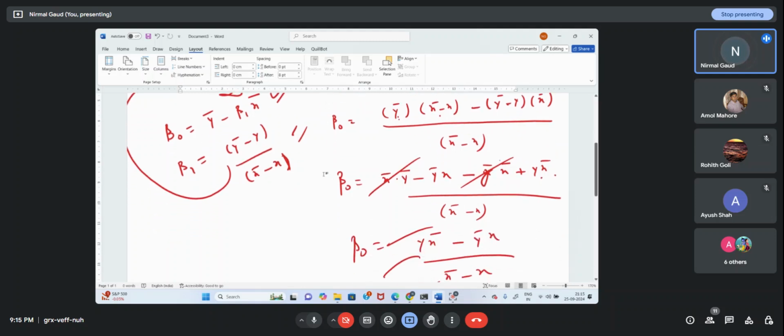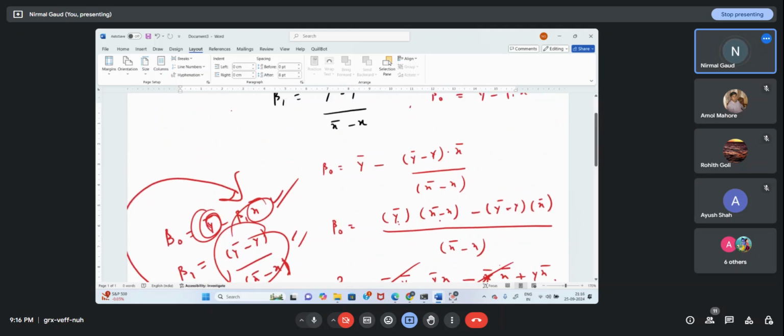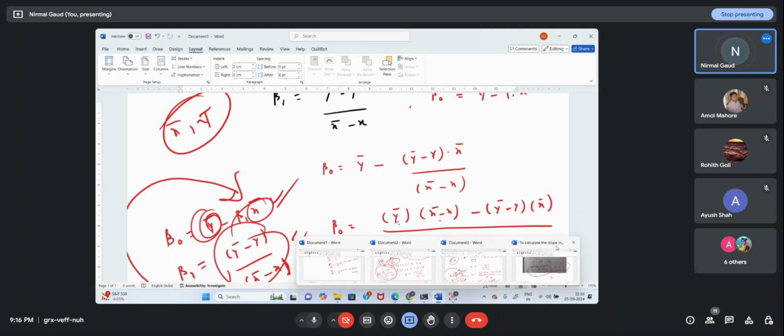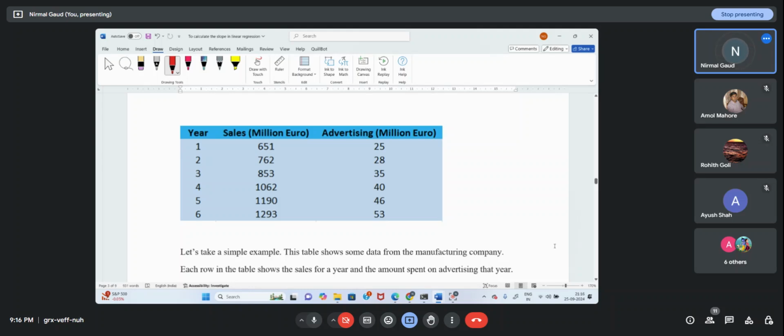Okay, so what I found is that beta 1 and beta naught, these two values, are dependent upon the means. Not the slope, the mean. x bar and y bar are the means, so they're dependent upon the mean. And in this regard, I do have one example that you can check.